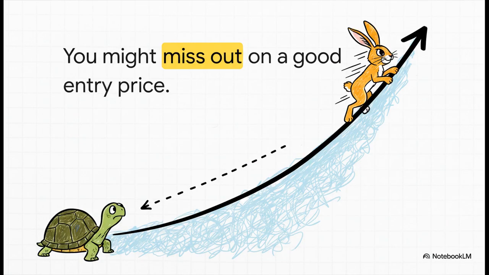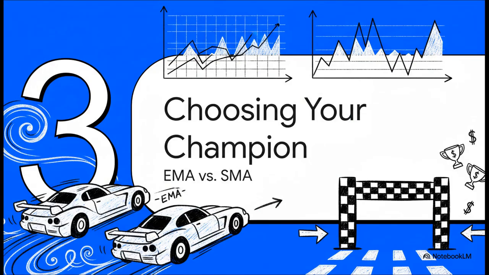So what's the downside to being so careful? Well, by the time the slow and steady SMA finally confirms that a new trend has started, the price might have already taken off without you. You might get in, sure, but you've probably missed that picture-perfect entry price right at the beginning. Okay, so we've met our competitors, we've got the fast hare and the steady tortoise. Now let's put them right next to each other to help you figure out which champion you want to bet on for your own trading race.